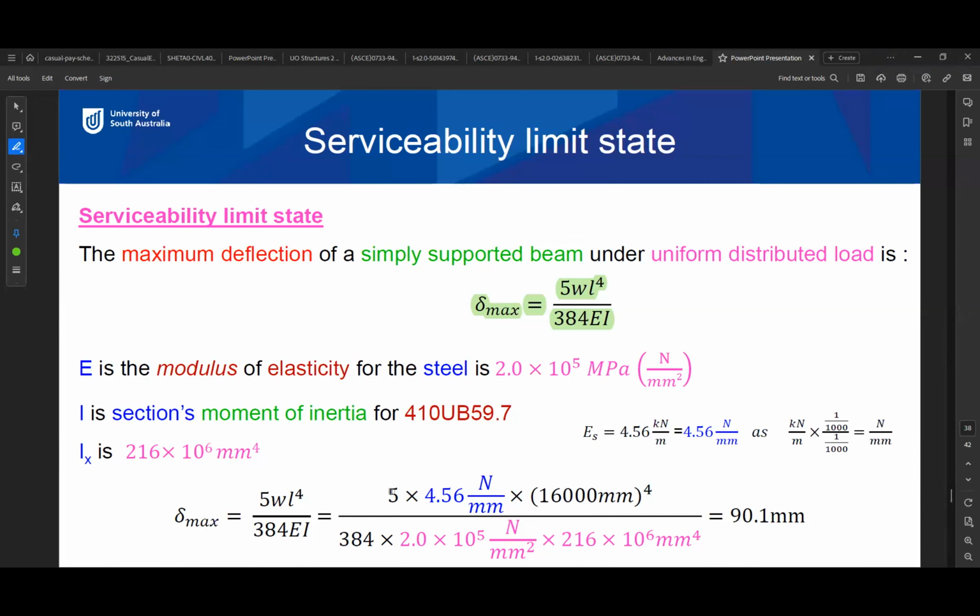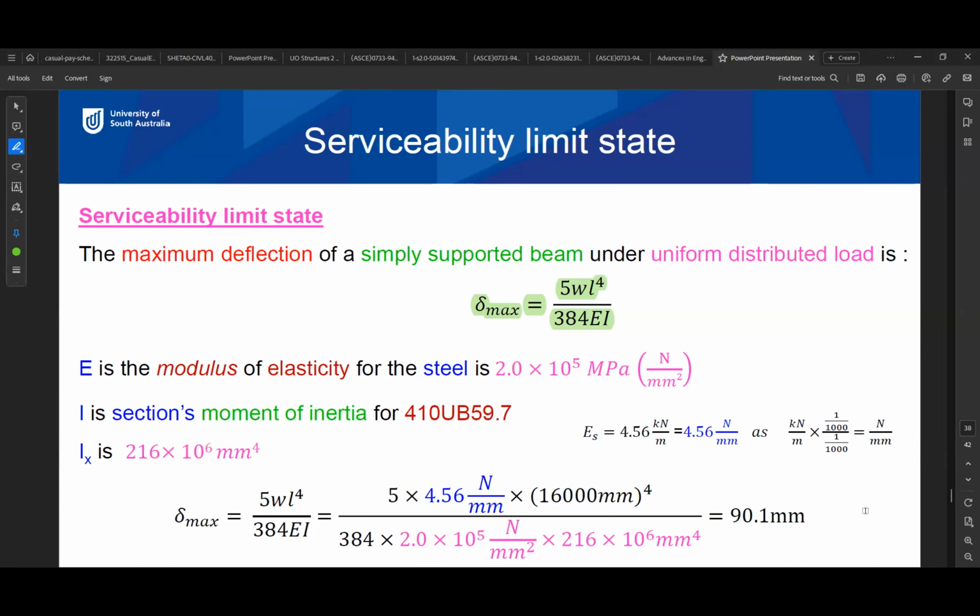Oh, okay, gotcha. Because you cannot depend on your calculator as well. You might miss something or do something wrong because it is a very long formula, a very long calculation. So you can do 5 times 4.56 times 16,000 to the power 4, put it on top here, then 384 times E times I, put it here, and then do the divide in a separate step. This is what I am doing to get the correct answer.